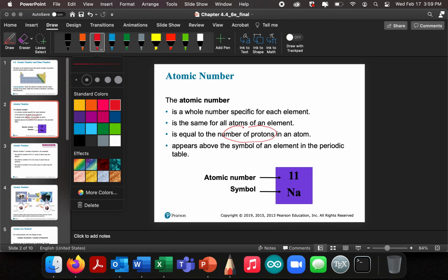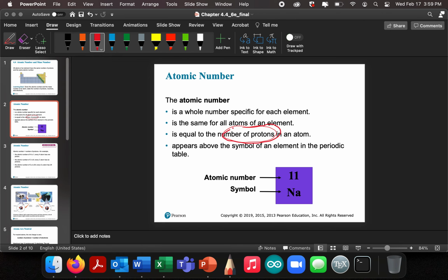That's it. And it's going to be on the periodic table, right there, and it always corresponds to the element. So sodium is always going to have 11 protons. If we add a proton to sodium, it's no longer sodium, it's magnesium. If we take one away, it's no longer sodium, it's neon. So that's very important to appreciate. Atomic number, super simple. It turns out to be the number of protons, and that's it.